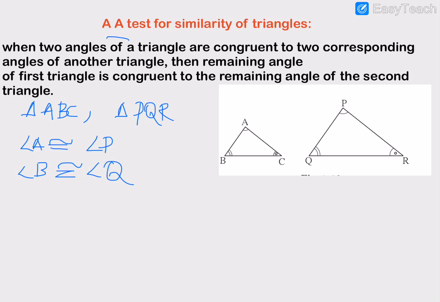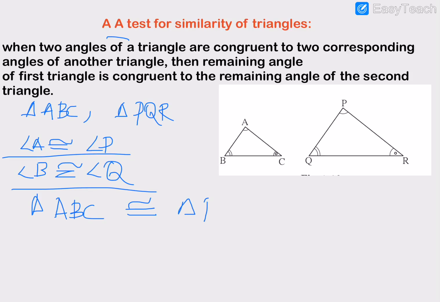So according to the AA test of similarity, we need only two angles to be congruent for two triangles to be similar. That is, when two angles are congruent, we can say that triangle ABC is similar to triangle PQR. This means that for two triangles to be similar, we need only two angles to be congruent.